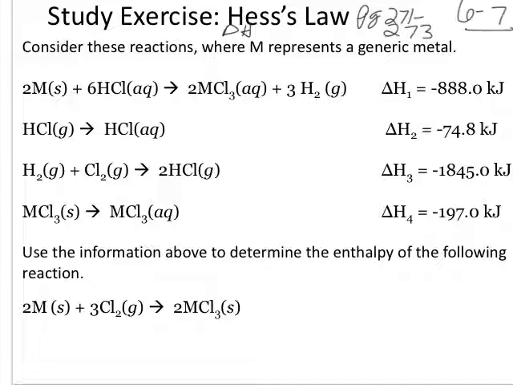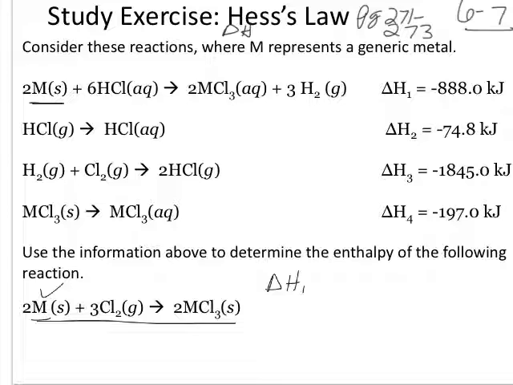So I look at the first one and I say, okay, 2M. And I find it up here, and I see 2M. And I'm happy because it's solid and it's 2M. It's on the reactant side. I need it to be on the reactant side. This is the equation I'm looking for overall. And it's got the right coefficient in front of it. So at this point, I can check that off, and delta H1 is going to be left alone.